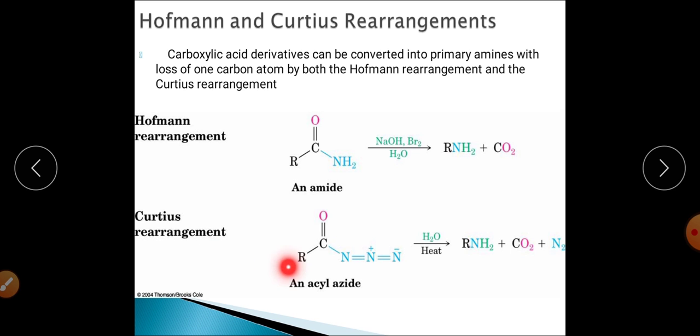This is the case of Curtius rearrangement, and similarly you can see that this is the case of acyl azide, and this acyl azide on heating will get converted into RNH2, that is amine will be synthesized during this reaction, and this reaction is called the Curtius rearrangement reaction.